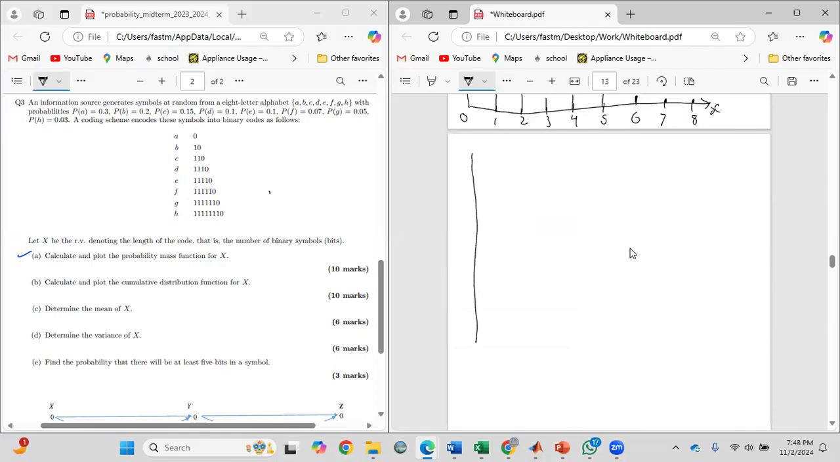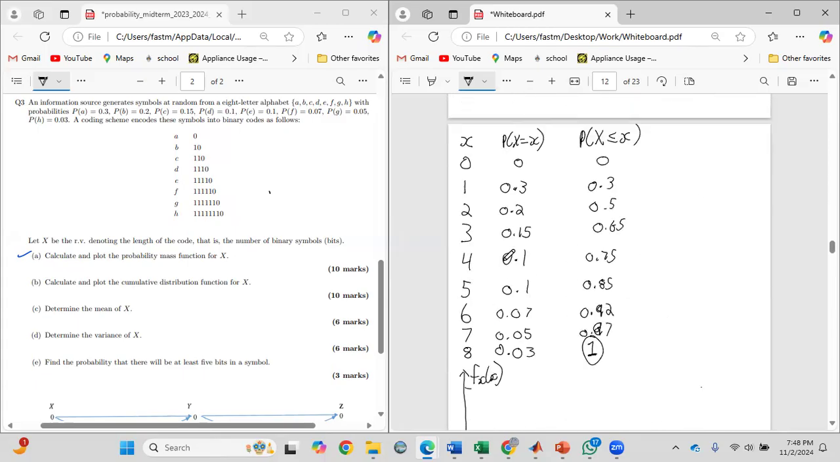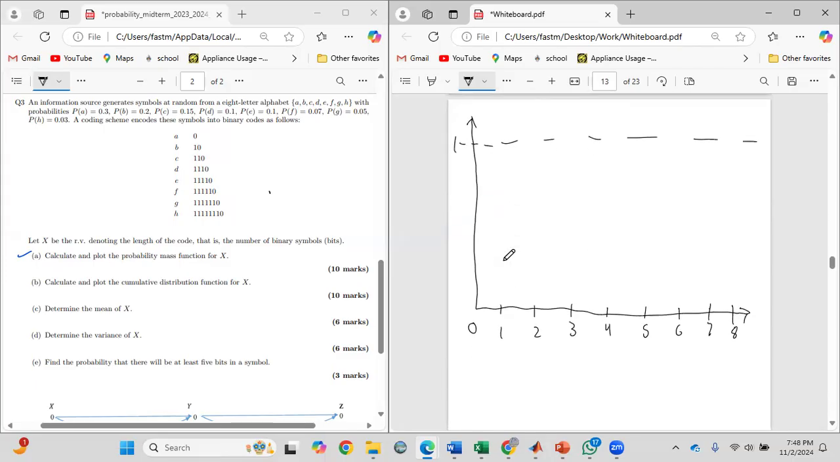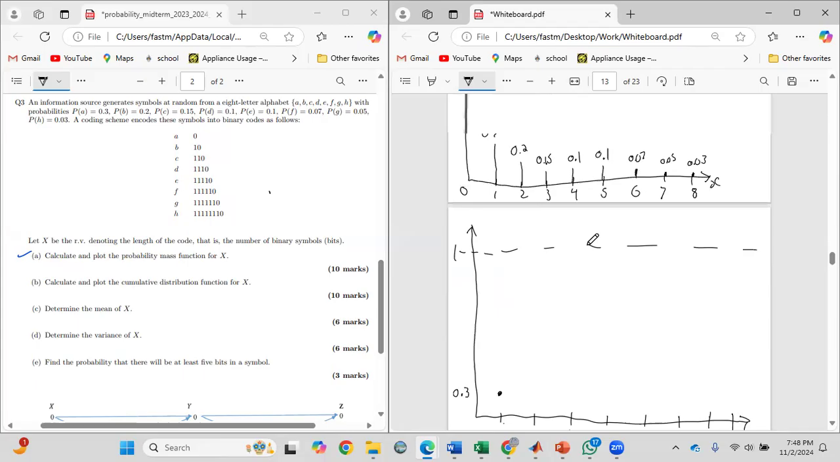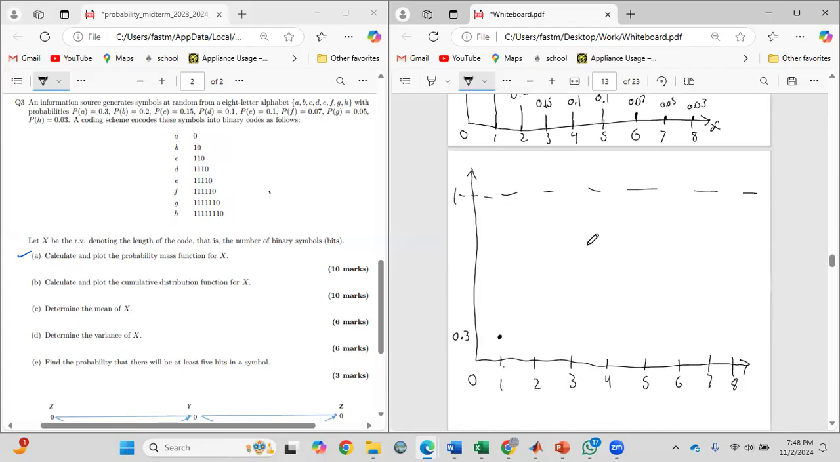Oops, so I go through. So this is the one where I could put the plateau at one for sure. So we have 0, 1, 2, 3, 4, 5, 6, 7, 8. So let's see. At 0, everything less than or equal to 0 is 0. At 1, everything less than or equal to 1 is 0.3. So I will write the dot. Everything will make sense in a bit. So it'll be 0.3. And then at 2 is 0.5.